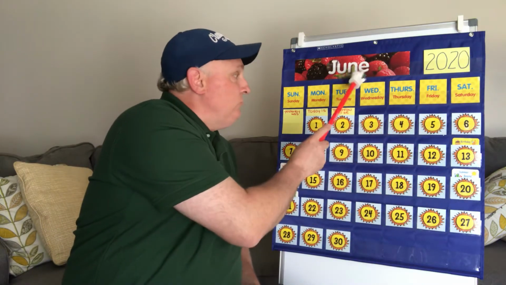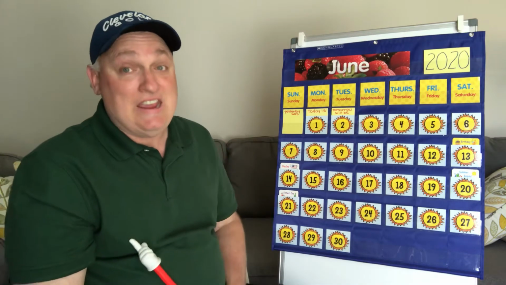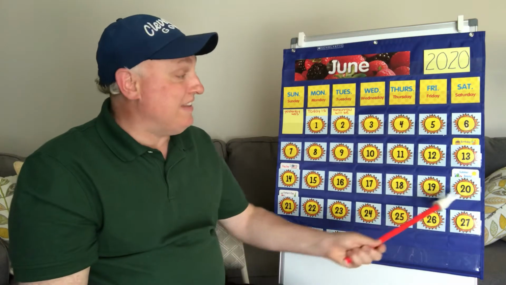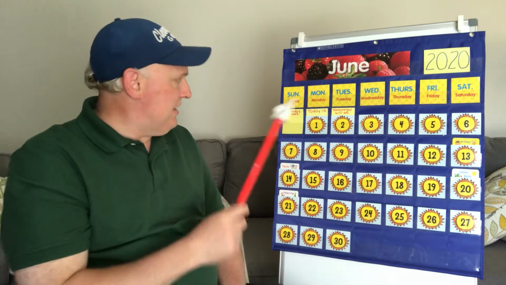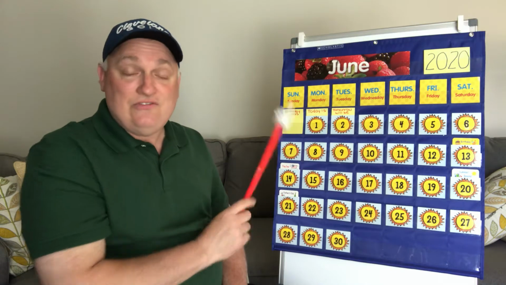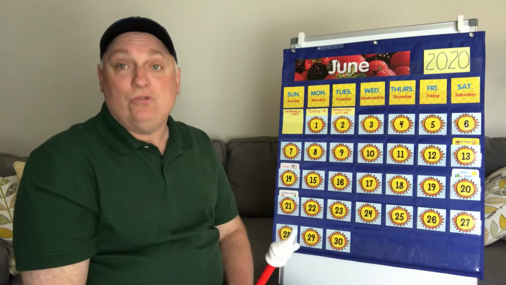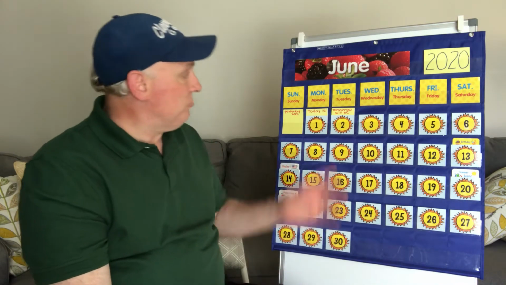Saturday, June 20th, is the official first day of summer. So that's the day that summer begins. It's a very exciting time. And then Sunday, June 21st, is Father's Day. Similar to how Mother's Day is in May, Father's Day is in June. It's where we celebrate dads. So, all right, so there's our calendar, boys and girls.